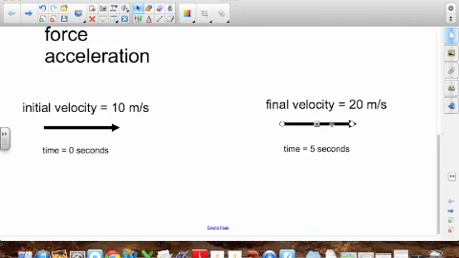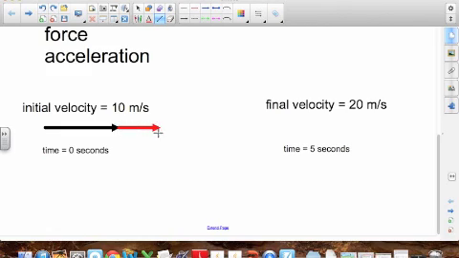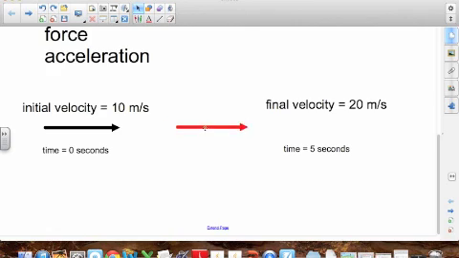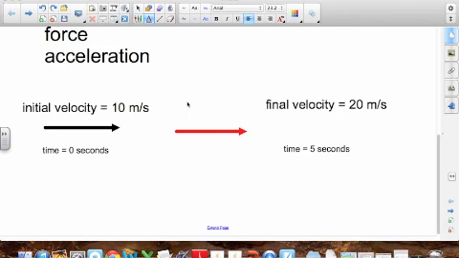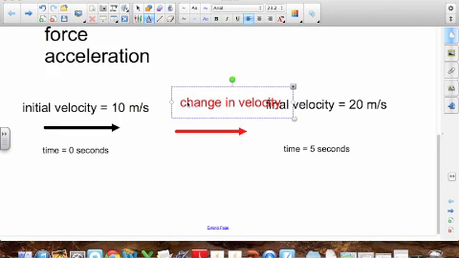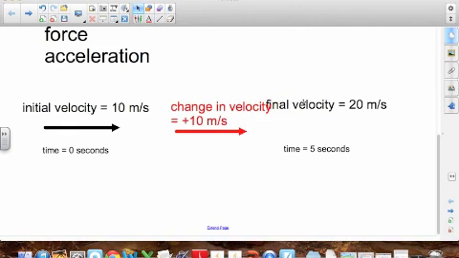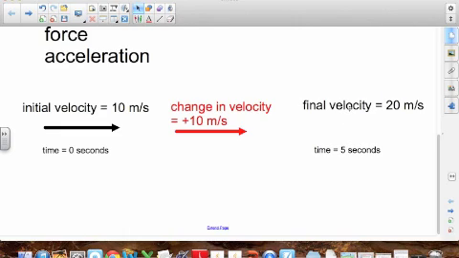Now this means that we're going to have to add some length to the initial velocity vector. There we go. So the velocity increases by a certain amount. Okay? So we're going to say that the change in velocity equals 10 meters per second. Okay? I'm going to put a little plus sign in front of there to indicate that the change in velocity was positive.